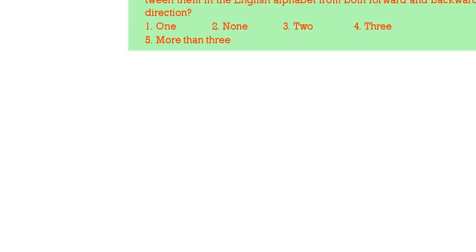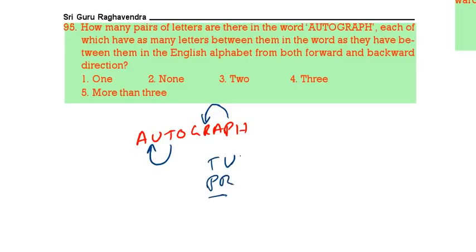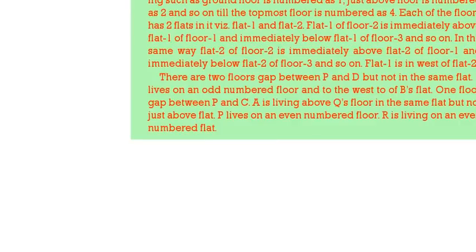Next, how many such pairs of letters are there in the word autograph? Each of them has as many letters between them, both forward and backward. So here we are having TU as 1 pair and PQR, PR 1 pair. So TU and PR, only 2 pairs we will get. 3 is the correct answer.